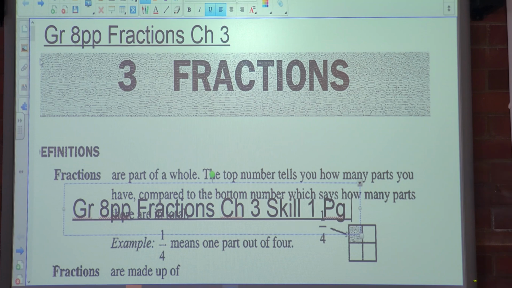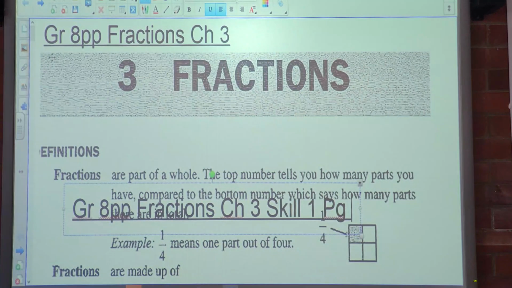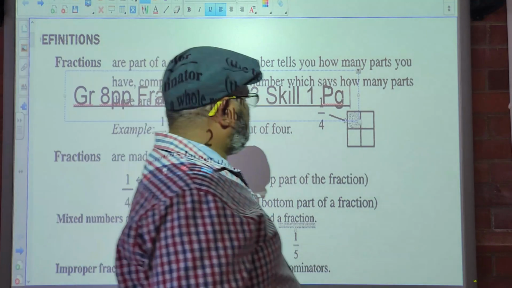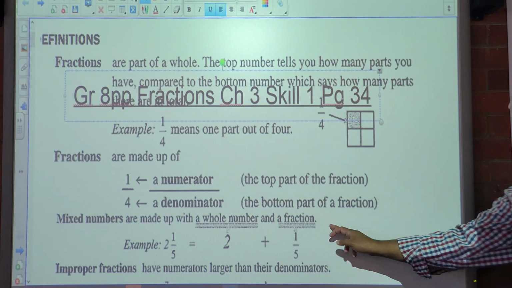So today we're looking at fractions, the diagnostic test. We're given it for homework. It's chapter 3, skill 1 on page 34. Okay.